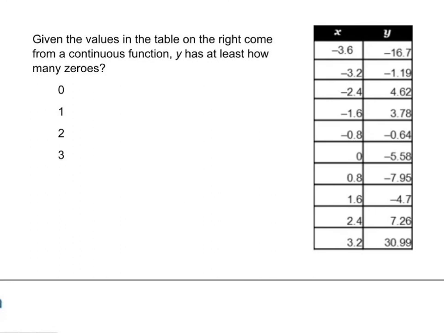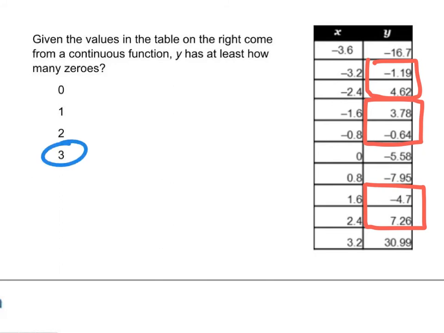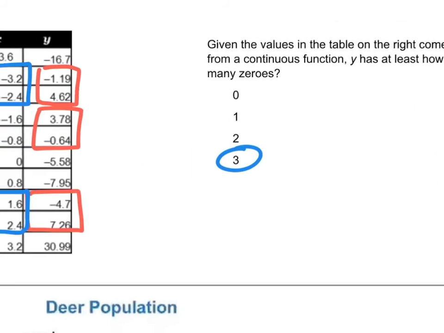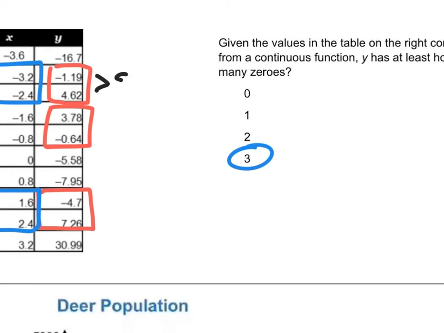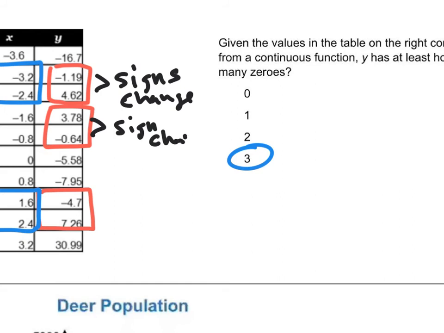Okay, let's take a look at the next one. Given the values in the table on the right from a continuous function, y has at least how many zeros? So again, where does it go from positive to negative or negative to positive? And that occurs here. So that's 1. It occurs here. That's 2. And then it occurs here. So you would have a total number of 3. Let's just write over here that this is where the signs change. That's all I'm looking for, the sign change on those tables.